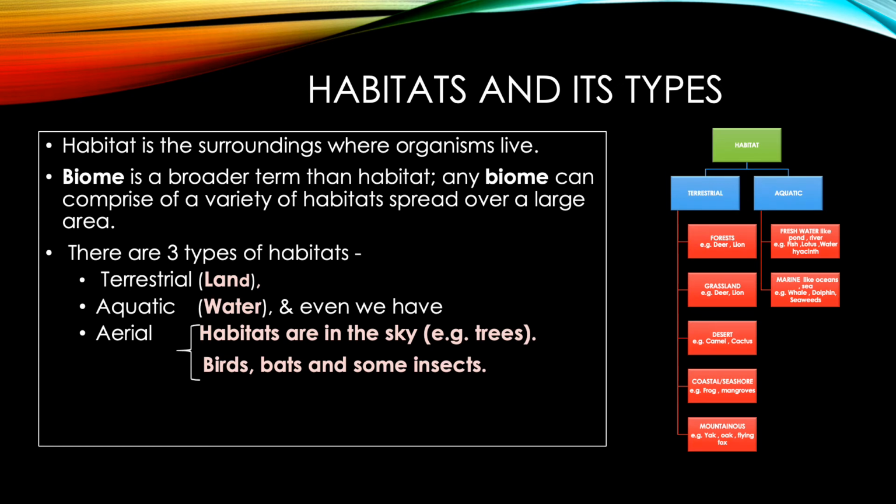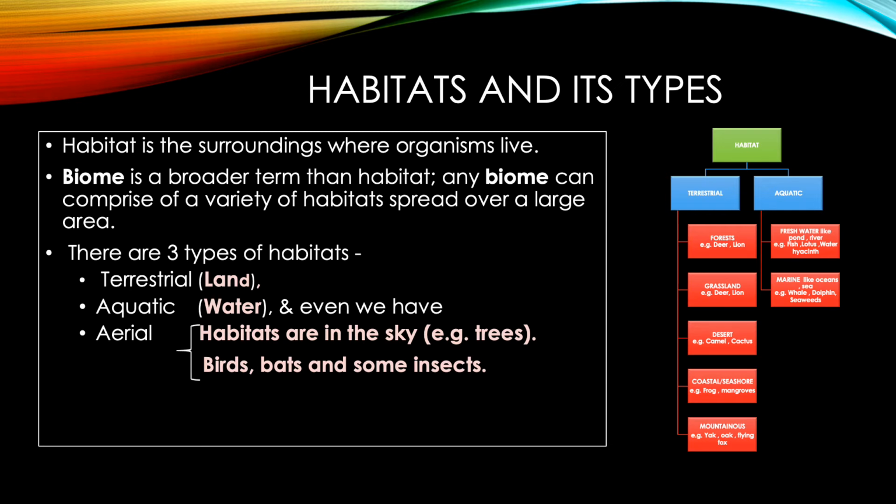Habitats and its types. Habitat is the surroundings where organisms live. Biome is a broader term than habitat. Any biome can comprise a variety of habitats spread over a large area. There are 3 types of habitats: terrestrial, land, aquatic, water, and even aerial, where habitats are in the sky. Example, trees. Birds, bats, and some insects live here.